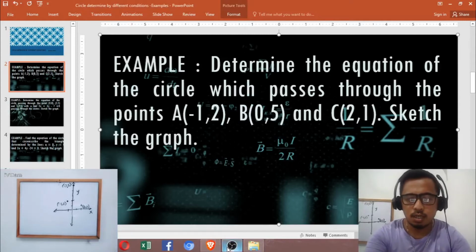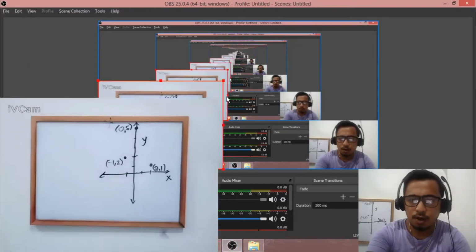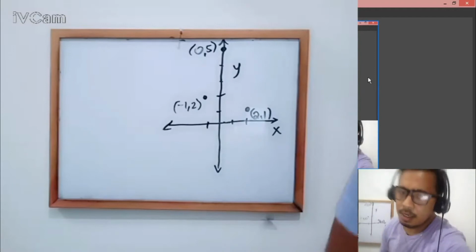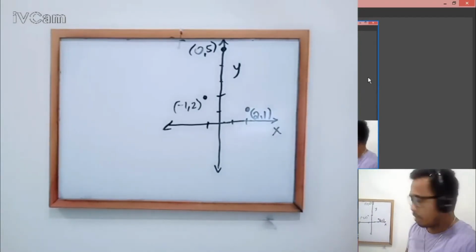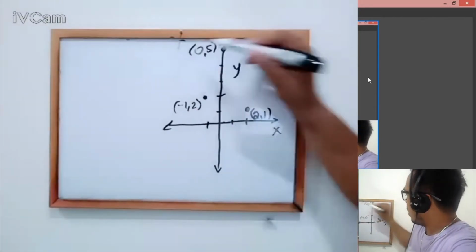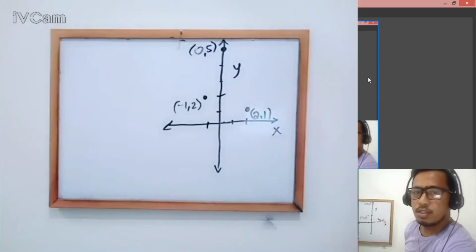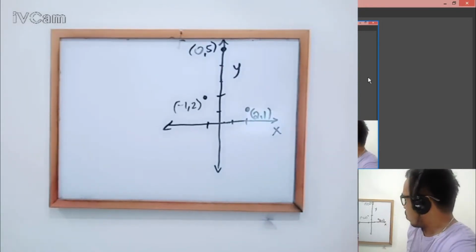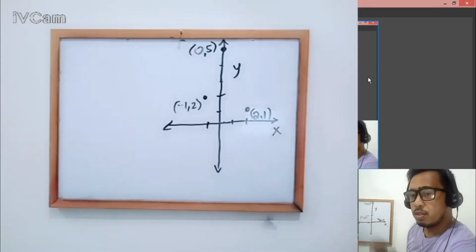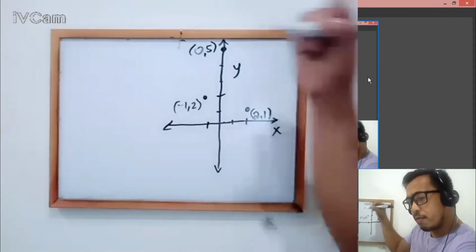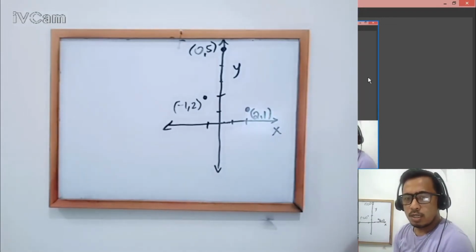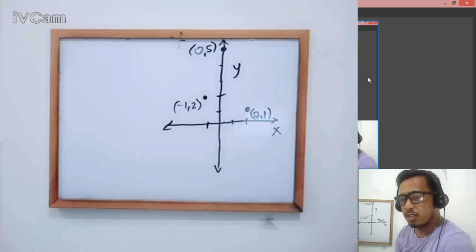If we graph the points A, B, and C, then you will have the point negative 1, 2 as your A, 0, 5 as your B, and the point 2, 1 as your C. Since we will be using the center and we have C, we will be confused between the C for the point and the C for the center. So, to avoid misconception, we will be changing the name of the letters. Anyway, those letters are just arbitrary.